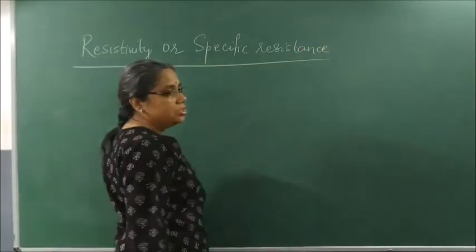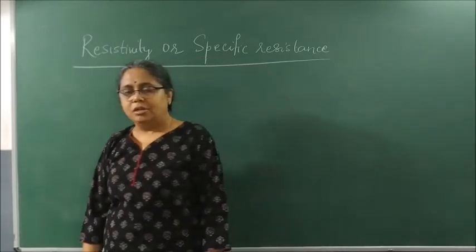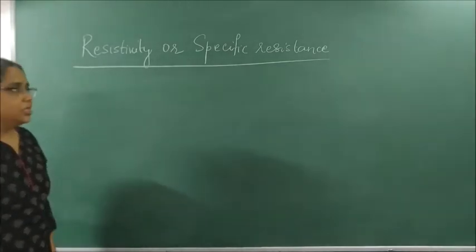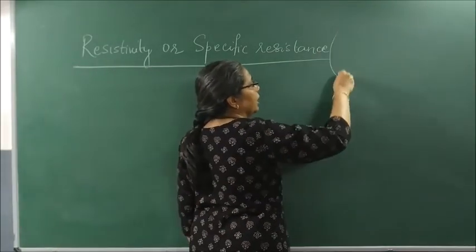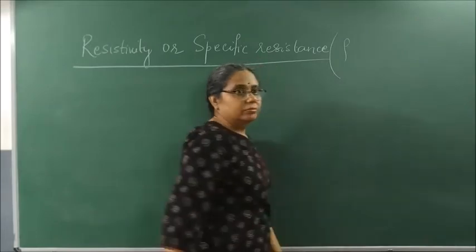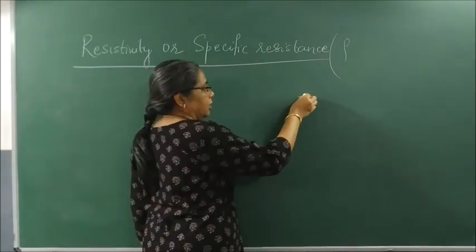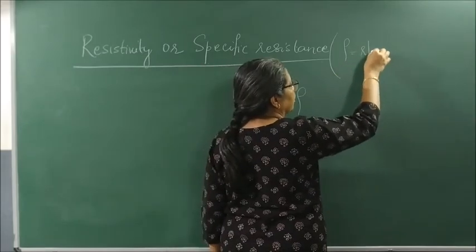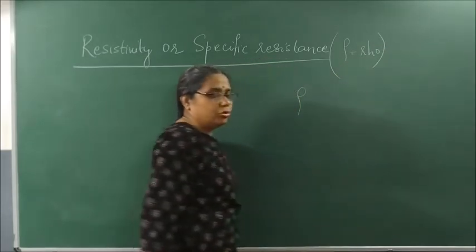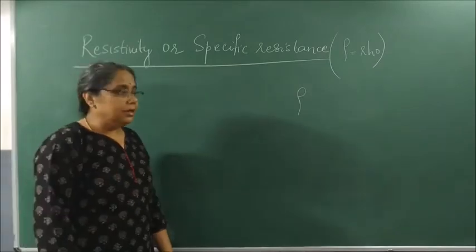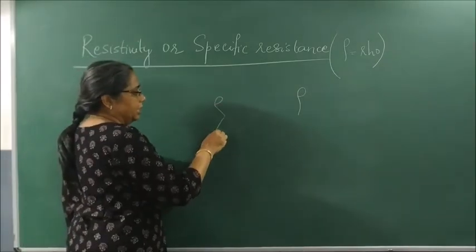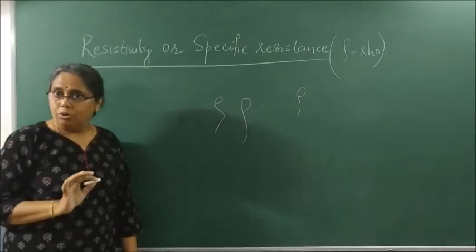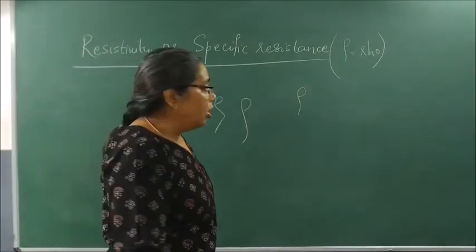Resistivity or specific resistance. Okay, now look, how is resistivity or specific resistance denoted? It is denoted as rho. It is denoted by a simple rho, R-H-O. Don't make it stylish, write it directly like this. It is rho.